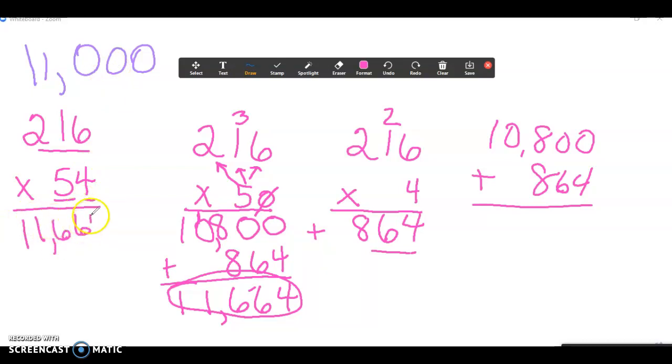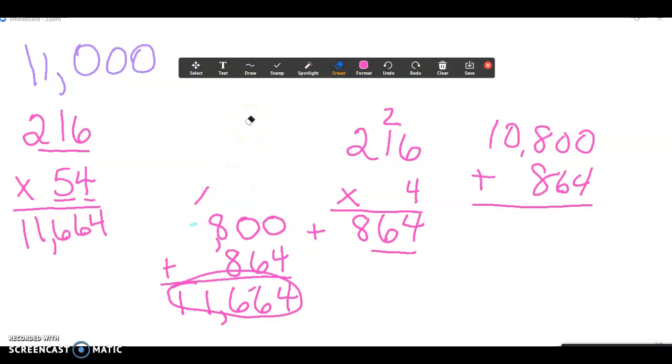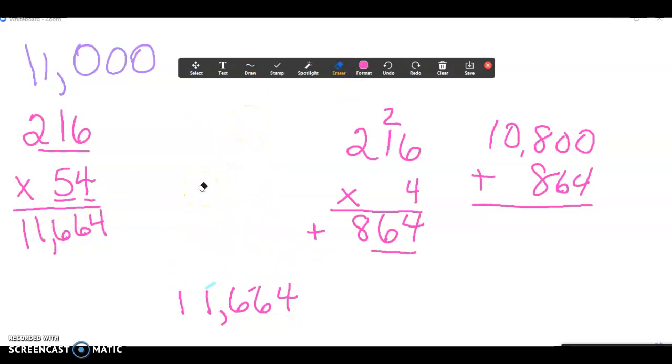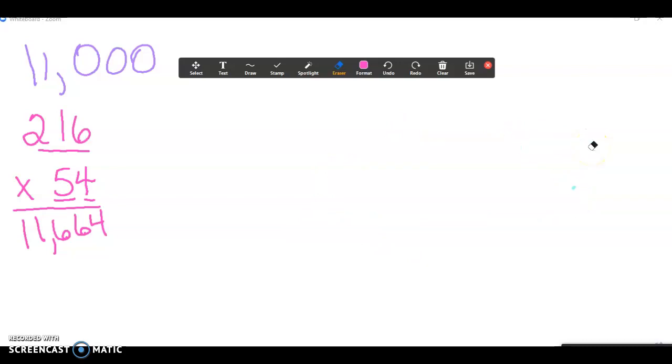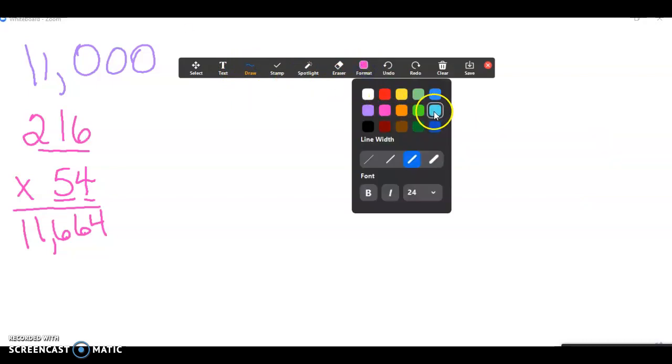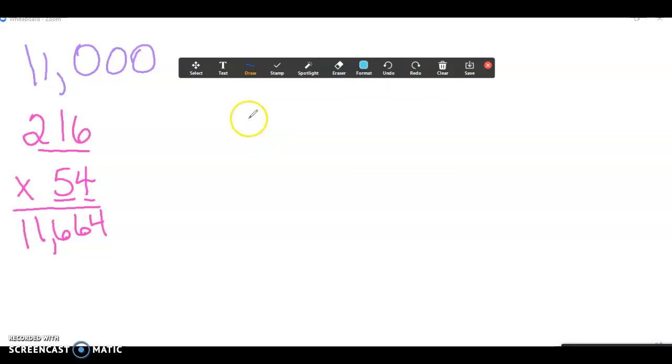right here, and I'm going to erase this work, and now we will do this with the standard algorithm and see if we get the same answer. Okay, should we get the same answer? We should. Okay, so let me draw again, and let's do a blue. All right, so 216 times 54.